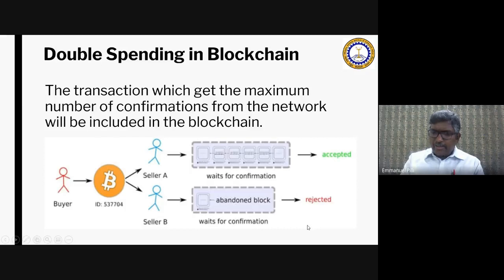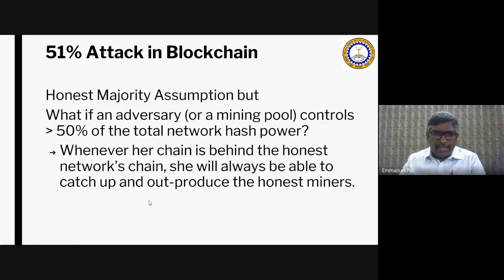So this is abandoned, and because it is abandoned, it becomes rejected. So seller B's transaction gets rejected. So a single Bitcoin can either be given to seller A or to seller B, and only one transaction will be logged. Another major problem is the 51% attack, and this is the security aspect of blockchain we have entered.